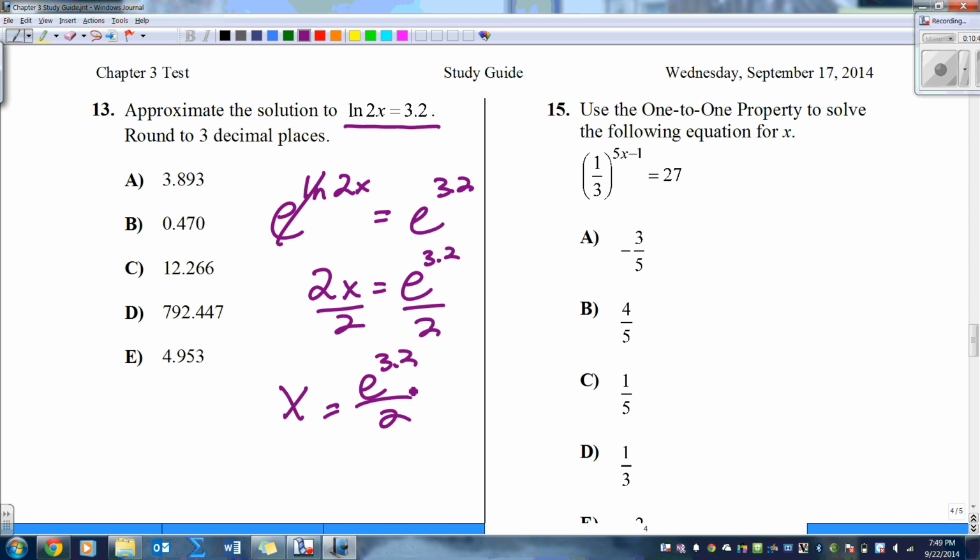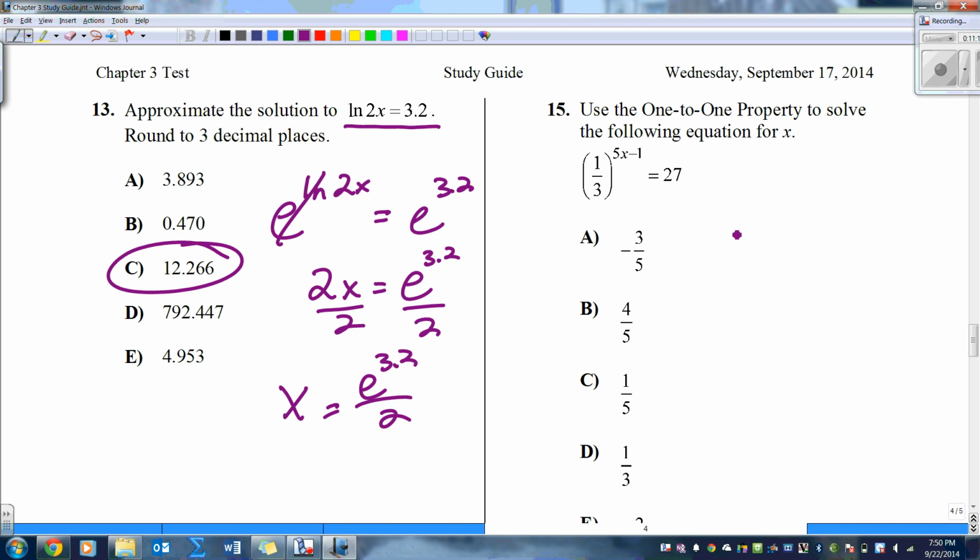So now I just type that into my calculator. Second natural log gives me e to the x, and I have 3.2. I have to remember to step out of my exponent before I do the divided by 2. So I get 12.266. And so my answer is C.